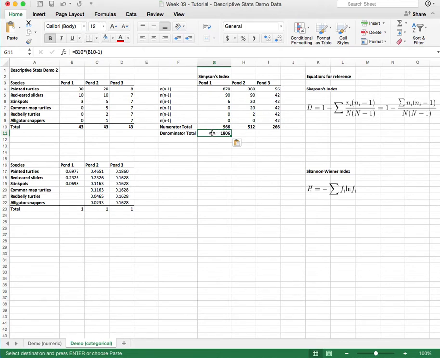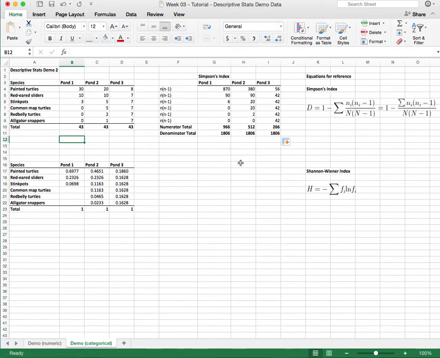Okay, so here, B10, the total of all of your numbers added up, times B10 minus 1, that is big N times big N minus 1. Okay, and we can copy that to the side. Big N times big N minus 1, the denominator should be the same across the board. Why should it be the same across the board? Well, it should be the same because we have the same total.